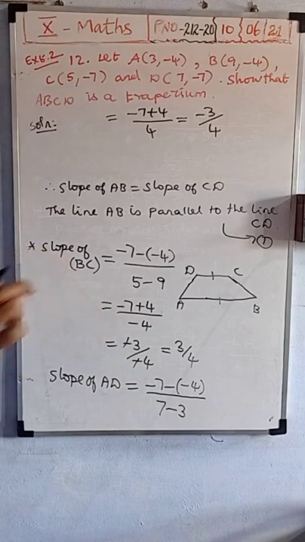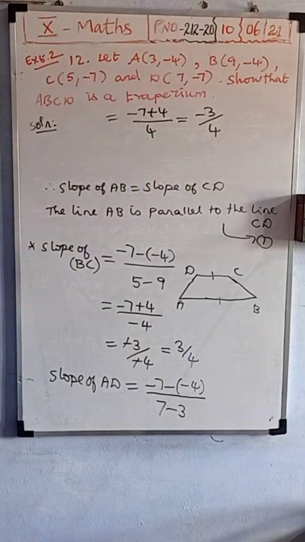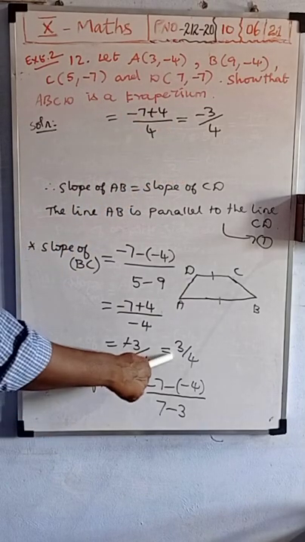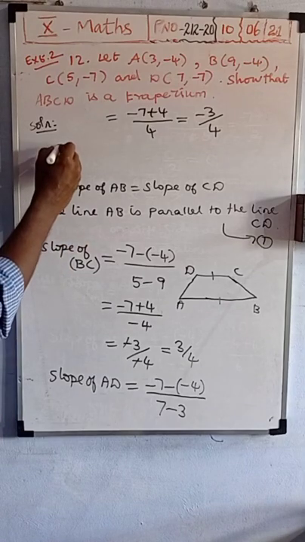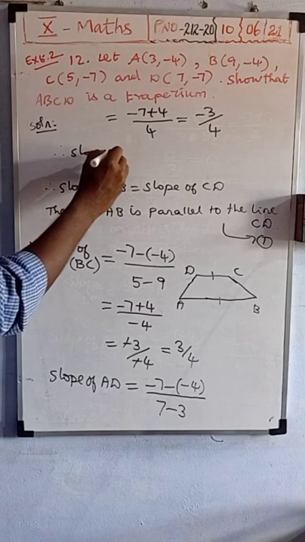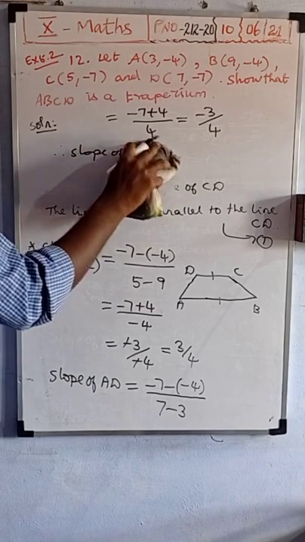In the first one only the sign is different. Okay, here see, here positive 3 by 4, here negative 3 by 4. Carefully we want to do it. Even though, these two will be different only. Yes, this is negative 3 by 4, that is positive 3 by 4. Therefore here slope of AD, slope of BC.